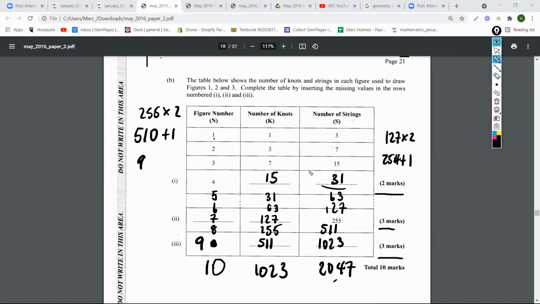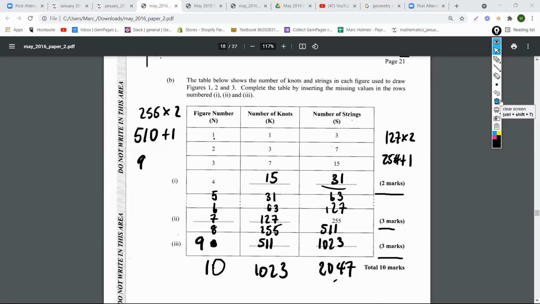Make sense, guys? 10 marks. Yeah, it's a lot of marks I give you, you know. I wouldn't even realize that there was a pattern there. But that's what I keep saying, guys. With these investigation type questions, you have to look for the pattern. You really just want to pick up a pattern.